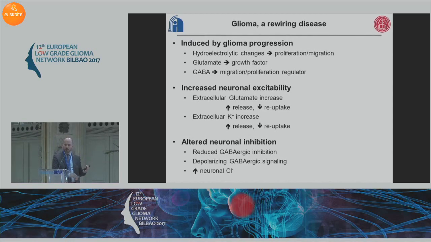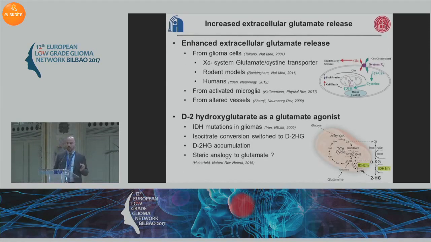As a consequence, we observe an increase in neuronal excitability due to the increase of glutamate within the extracellular space and due to the increase of potassium in the extracellular space. Concomitantly, we observe an altered neuronal inhibition because GABAergic signaling is changed, in part due to a change in the concentration of chloride within neurons. We will see that. First, regarding glutamate, we observe an increase of glutamate release within the extracellular space.